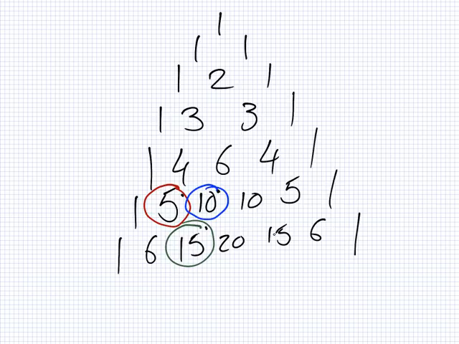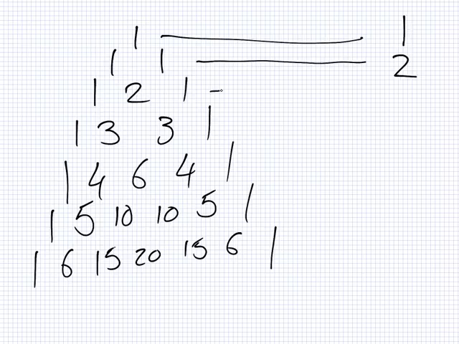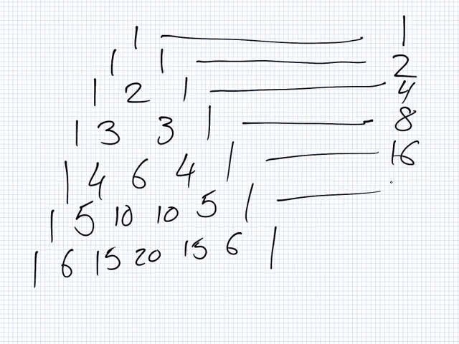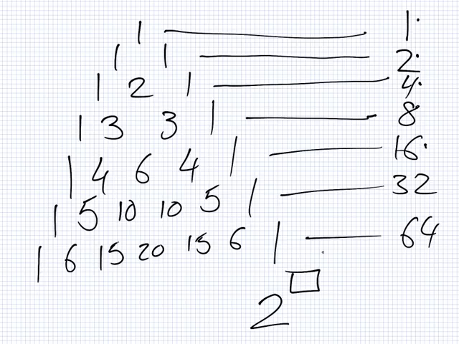If you add up the rows, this one total is 1, this one total is 2, this one's total is 4, this one 8, 16, 32 and 64. So you'll notice that the row total is always 2 to a power. This is 2 to the 0, 2 to the 1, 2 squared, 2 cubed, 2 to the power 4. So I know that the next row should total 128.